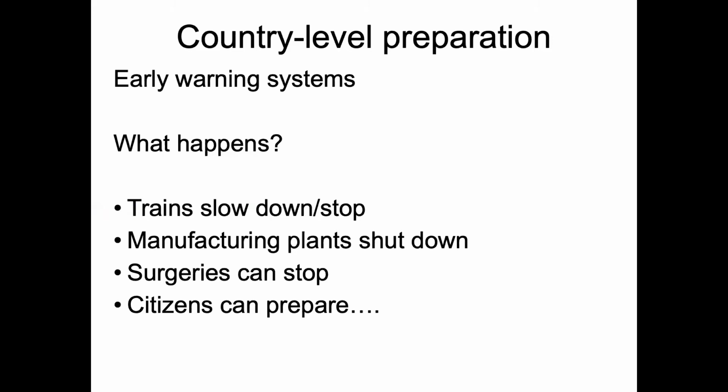Now, you might think that tens of seconds, I mean, that example was 30 seconds, you might think, oh, well, what can I do in 30 seconds? But actually, there's a lot that can be done. So, for example, in Japan, they have these very, very high-speed trains. And if they get those seconds of warning, they can automatically slow down those trains or stop them to avoid them being derailed during the shaking.